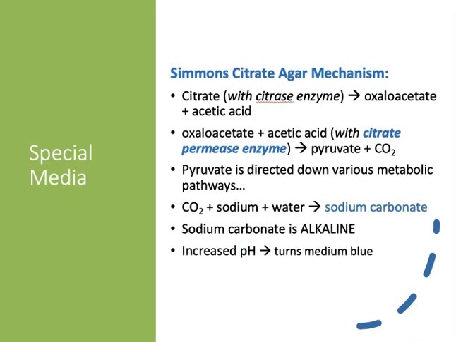Let's take a minute now and look at the mechanism by which Simmons citrate agar helps differentiate between bacteria that have citrate permease and those that don't. Remember, the process that converts citrate to pyruvate has more than one step, and more than one enzyme. The first thing that happens is the citrate molecule is broken apart by an enzyme called citrase. The citrase converts citrate to oxaloacetate and acetic acid. That's the first step of the reaction.